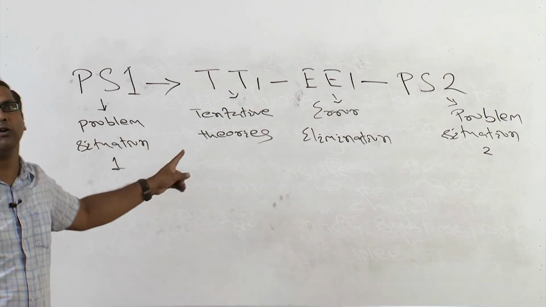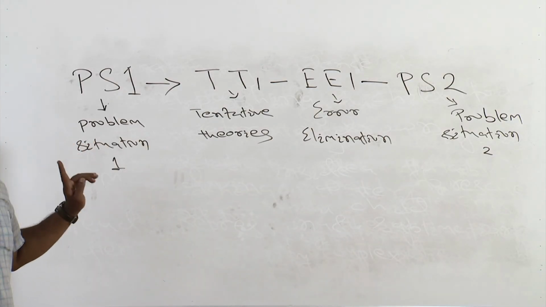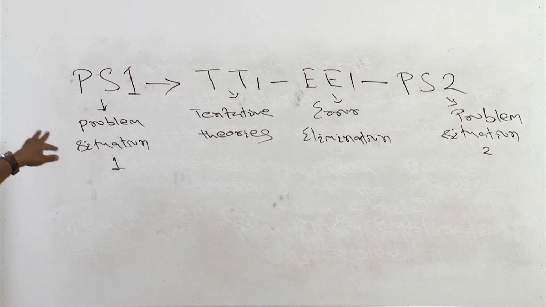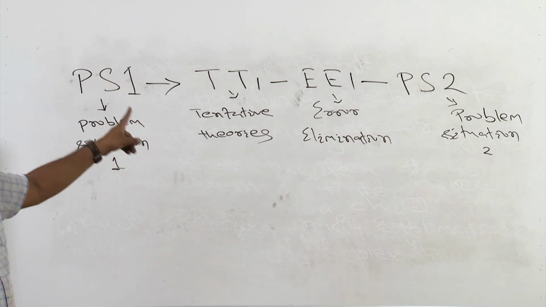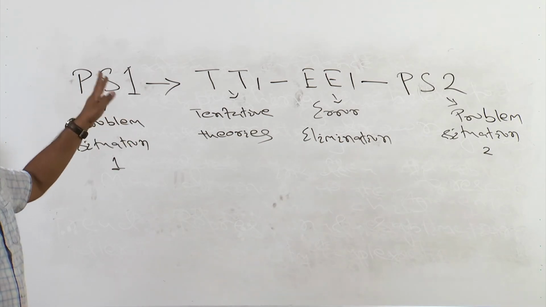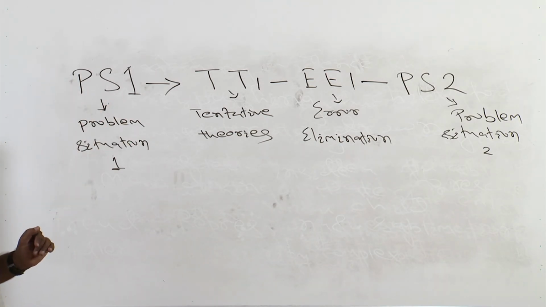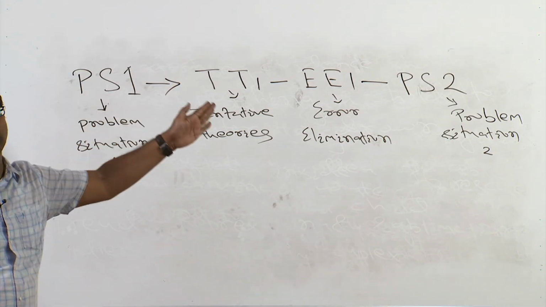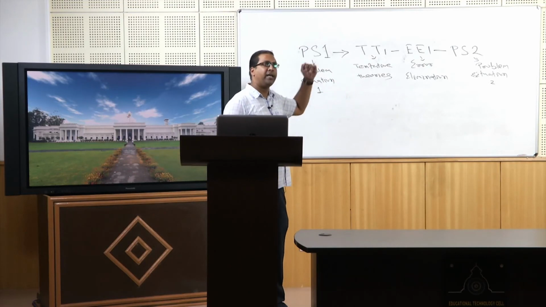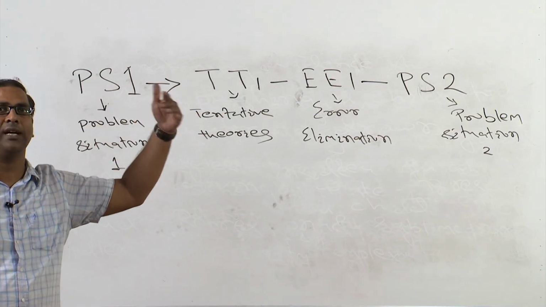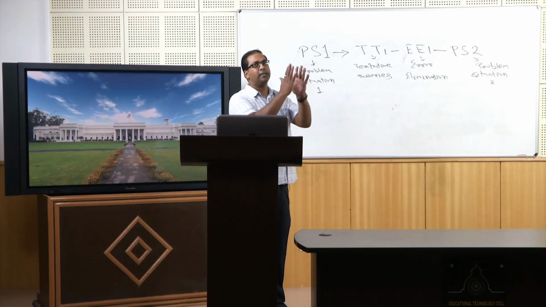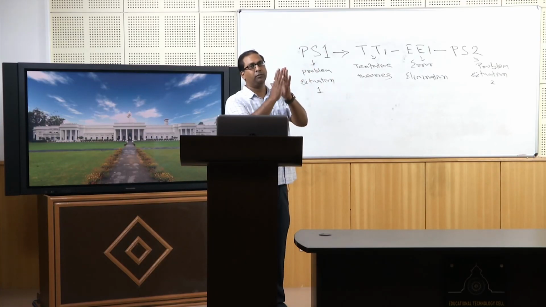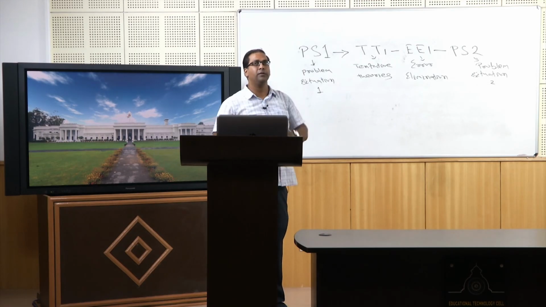So finally, this is how the evolutionary structure of science of falsification of Karl Popper can be presented. PS1 is problem situation 1, which leads to certain development of tentative theories. Then this will be subject to rigorous testability in the form of error elimination, which is basically the falsification or refutability of the tentative theories. Then that will lead to problem situation 2, and then again this is how science advances. One theory getting rejected, then it leads to another theory, right?